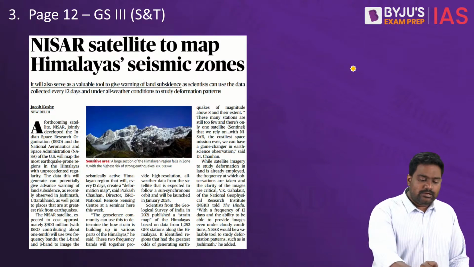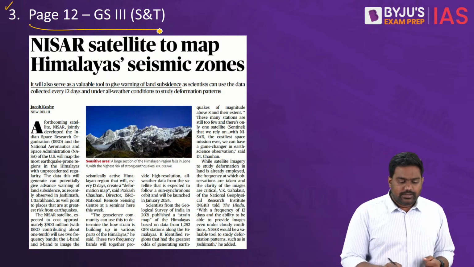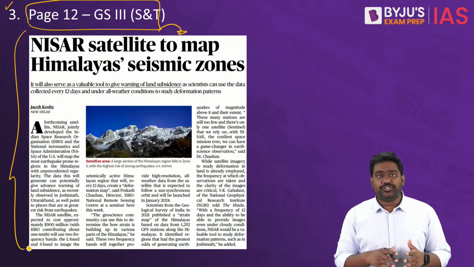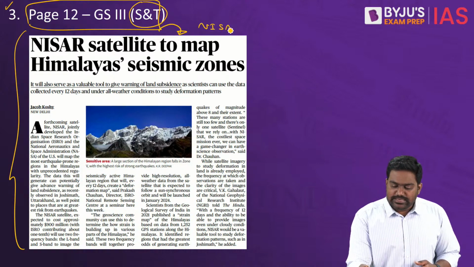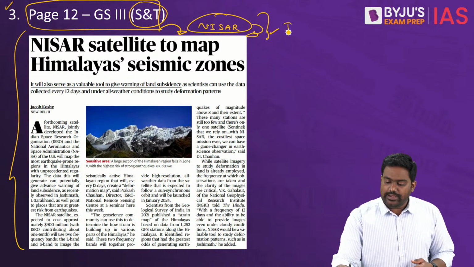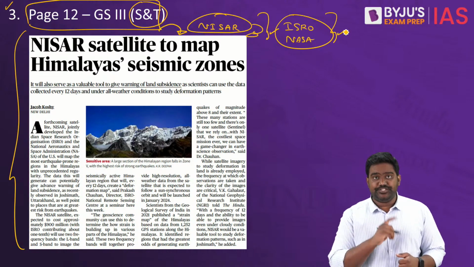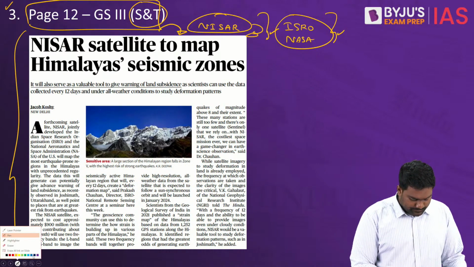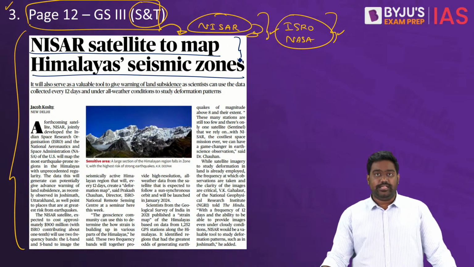All right. Now coming to the other articles, they're all relatively smaller articles. We have an article on page number 12 that's related to India-US relations, and it's also a topic from Science and Technology. It's related to the NISAR Satellite, which is a joint project between ISRO and NASA. The topic is relevant not just for prelims, even for your mains. According to this article, NISAR Satellite will be used to map the seismic zones of the Himalayan ranges.